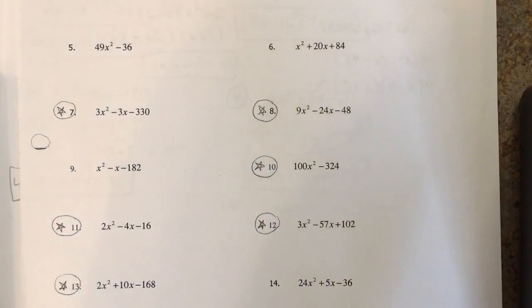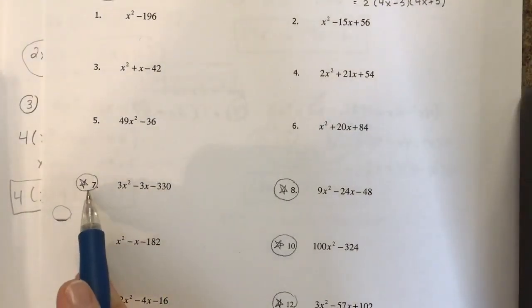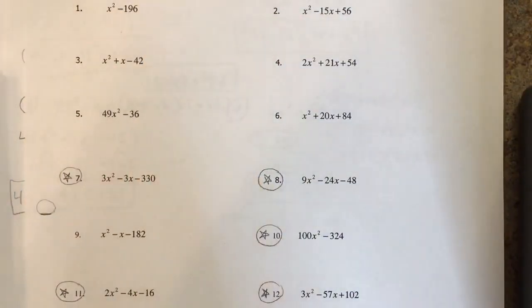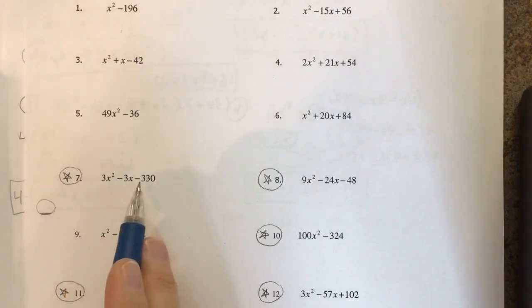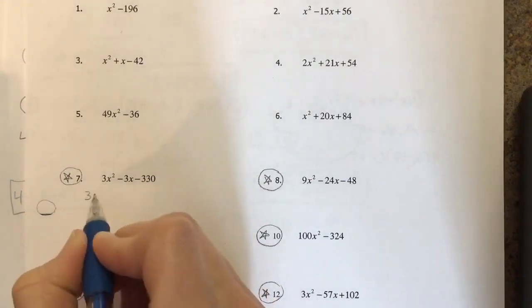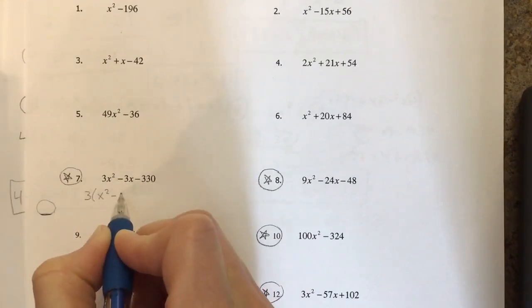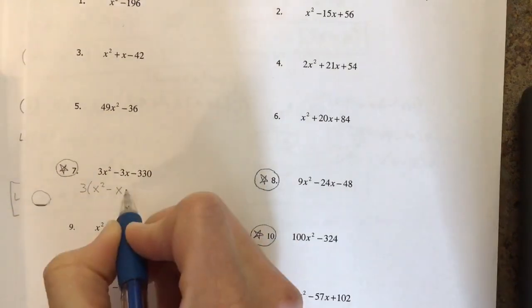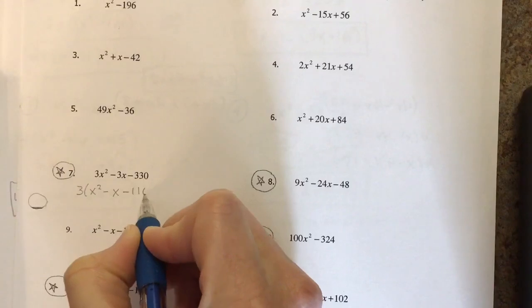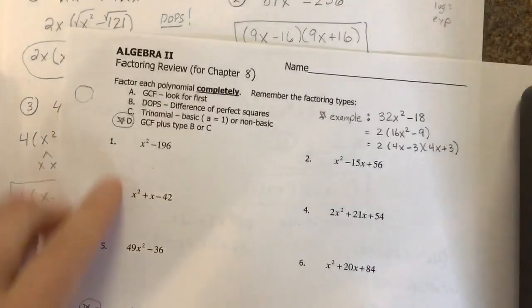So which one shall we do? I think I will do lucky 7. All right. Now, star has a GCF, right? What divides into 3, 3, and 330? 3 is your GCF. Then you're left with x squared minus x minus 110, since you took out the 3, and 330 divided by 3 is 110. Okay. Look for GCF first.